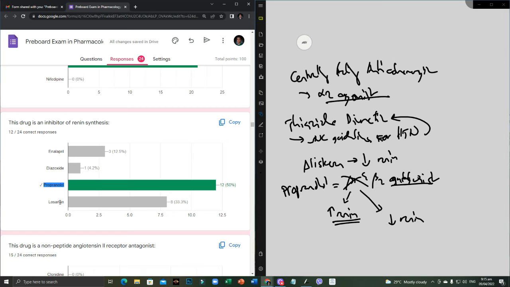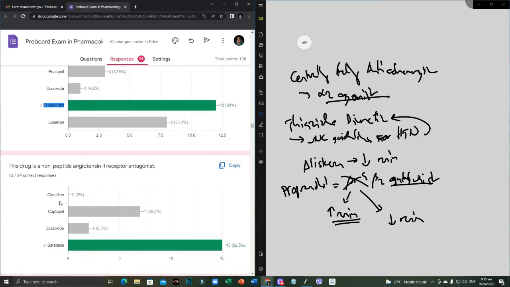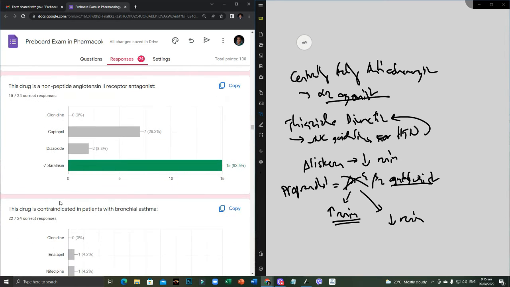Losartan, class, doesn't inhibit renin. It inhibits the binding of angiotensin 2 to its receptors, but it doesn't inhibit renin synthesis. Next one, this drug is a non-peptide angiotensin 2 receptor antagonist. Normally, class, our angiotensin 2 blockers end in -sartan: valsartan, telmisartan, and so on. But the one ARB, angiotensin 2 receptor blocker, that does not end in -sartan is saralasin. Captopril, class, is an ACE inhibitor. It's not an ARB.